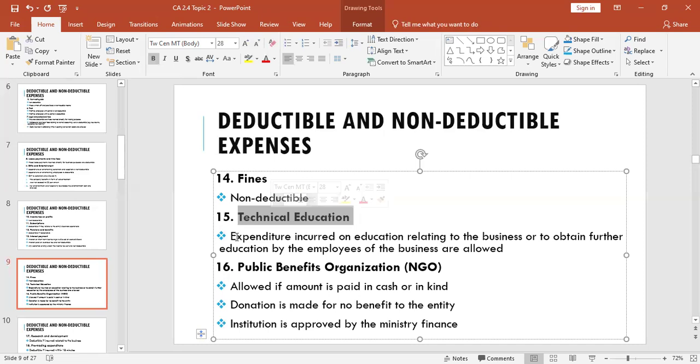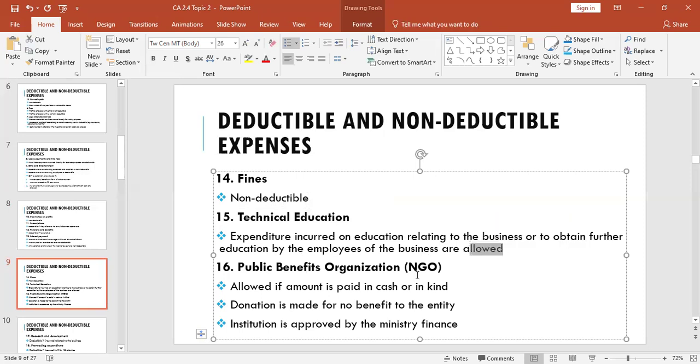Then technical education, expenditure incurred on education relating to business or to obtain further education for employees of the business are allowed. We pay school fees for our employees so that they can get a master's or an MBA. That amount is deductible. If our employees are studying ZiCA, then we're paying for their exam fees. That amount is deductible for tax purposes.